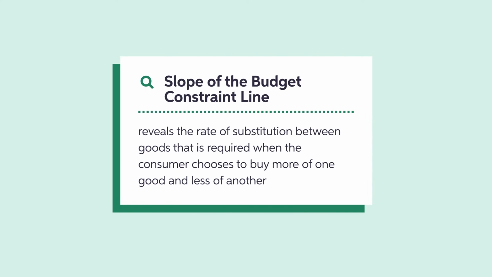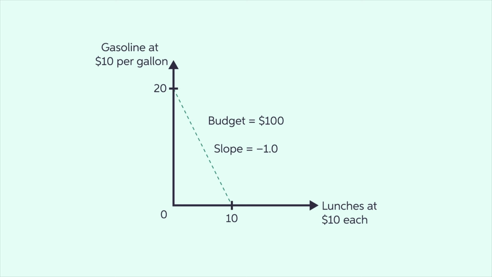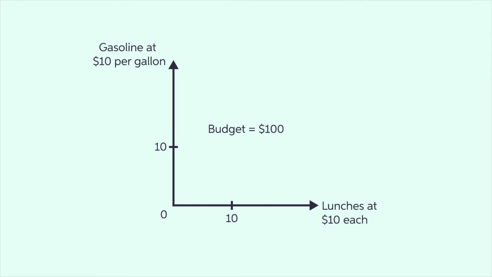When the price of one good changes, this alters the rate at which Elise can substitute between these goods, changing the slope of the budget constraint. Assume an international crisis doubled the price of gasoline to $10 per gallon. The total number of affordable combinations of lunches and gasoline now is smaller despite the same budget of $100. The reduction in Elise's options is represented by the shaded blue area under the old budget constraint and above the new budget constraint. A higher gas price changes the rate of substitution and the slope.